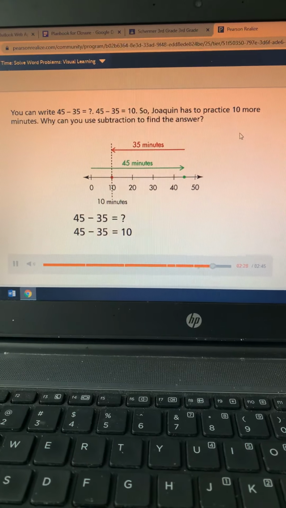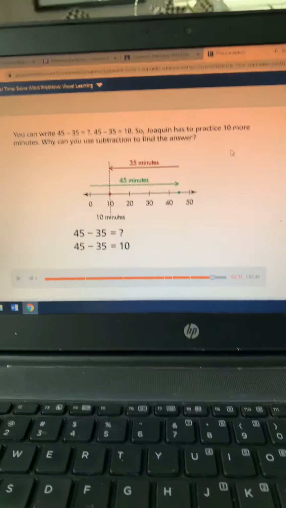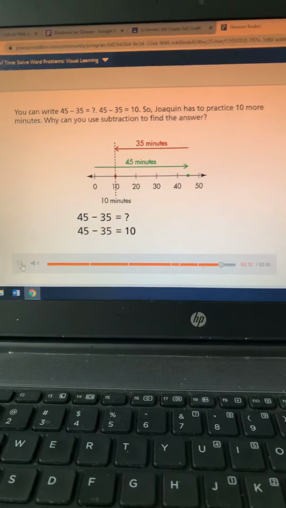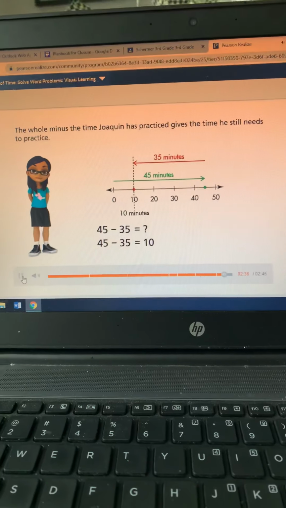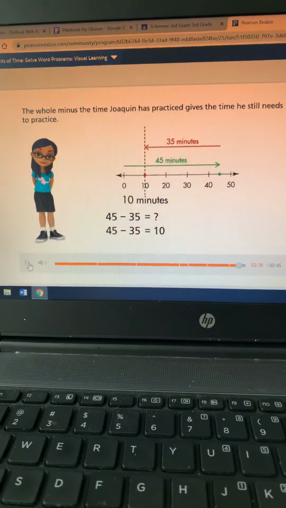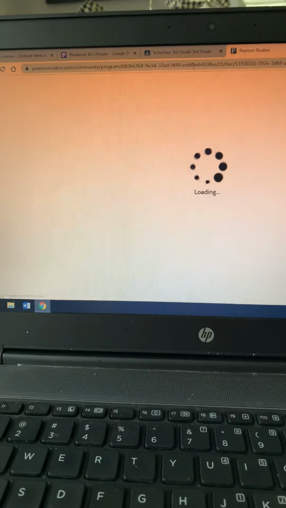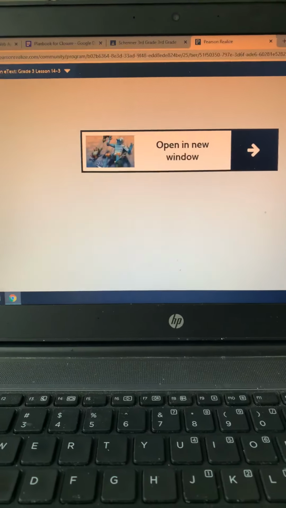Why can you use subtraction to find the answer? You can use subtraction because we have to find out how much he has left. The whole minus the time Joaquin has practiced gives the time he still needs to practice. How much left or how many more minutes? Every time we see how many more, how much left, we know we have to subtract. Those are our key words. All right, let's go to the lesson.